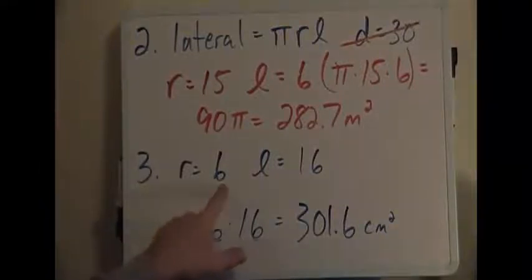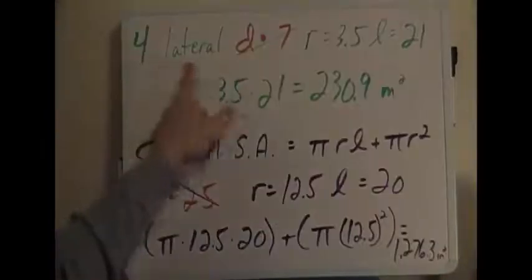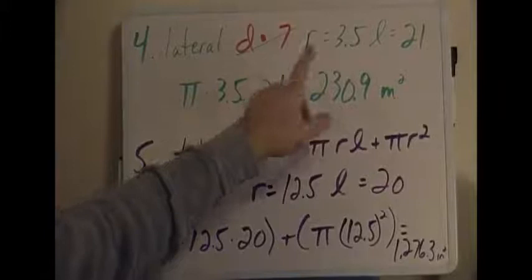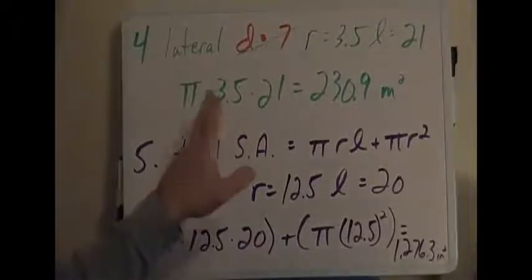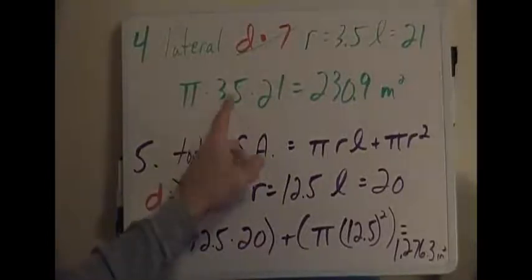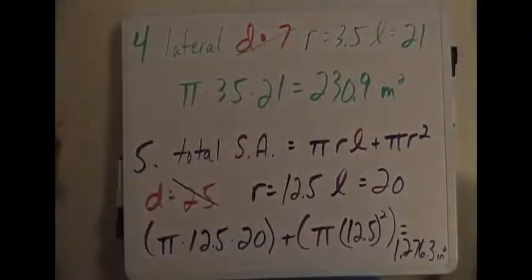Problem number 3, we have a radius of 6, a slant height of 16. Again, we're still doing lateral, so it's pi times the radius of 6 times the slant height of 16. We get 301.6 square centimeters. Again, still lateral. They give us a diameter. We reduce it by half to 3.5 for a radius. Slant height of 21, so it's pi times the radius of 3.5 times the slant height of 21. In the calculator, 230.9 square meters.